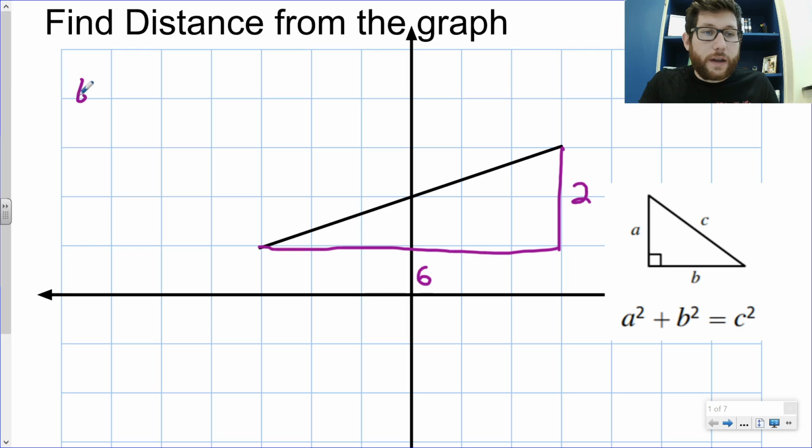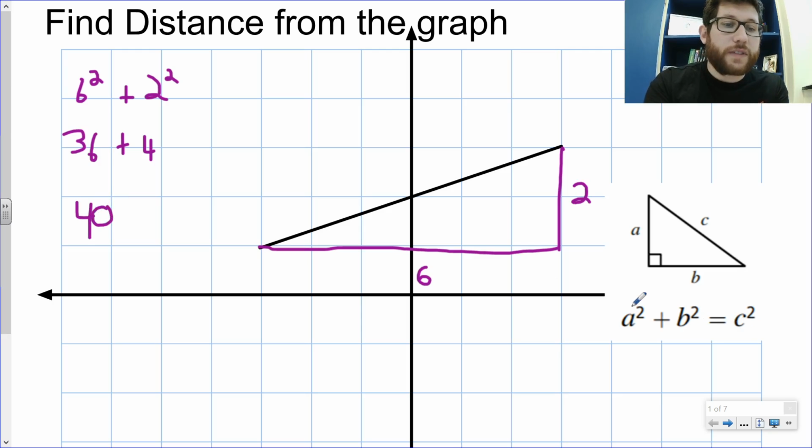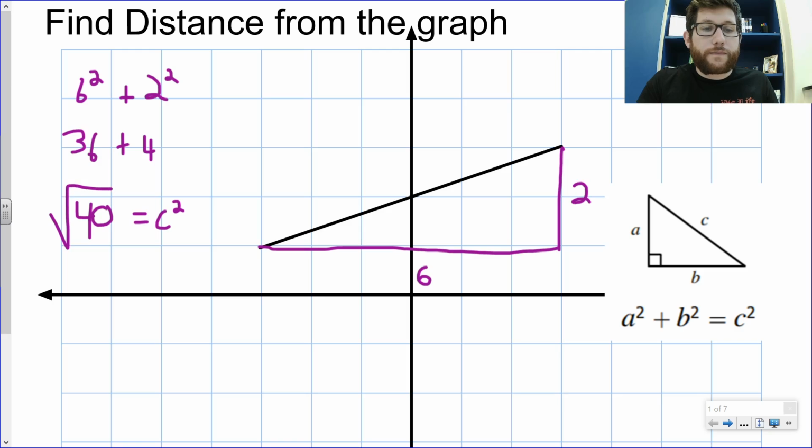So I'm going to go ahead and plug those in. So I've got 6 squared plus 2 squared. If we plug those in, I get 36 plus 4, and that comes out to 40. Now remember, all of this is equal to c squared. So what I need to do here is take the square root of both sides. So square root of 40 and square root of c squared.